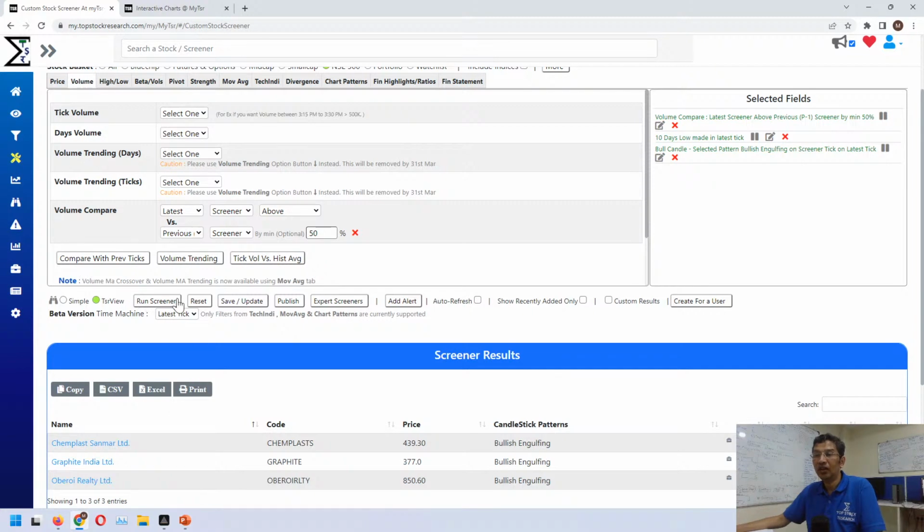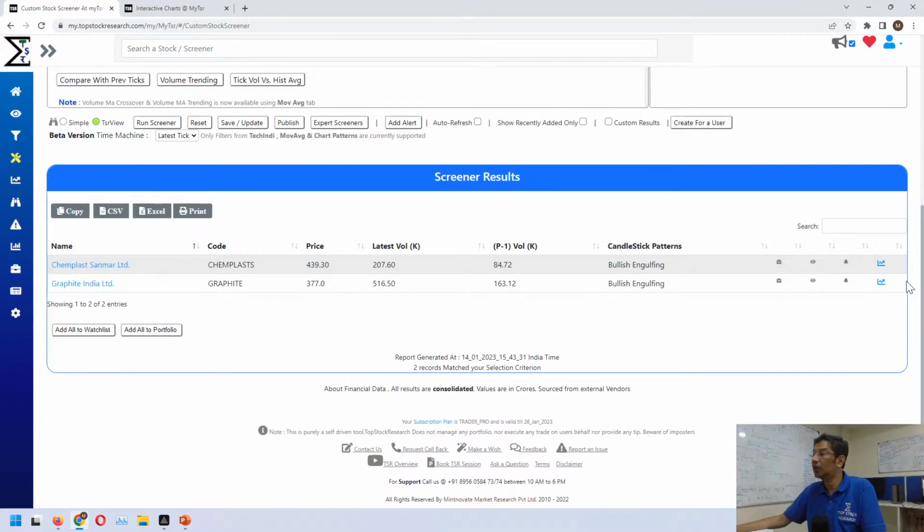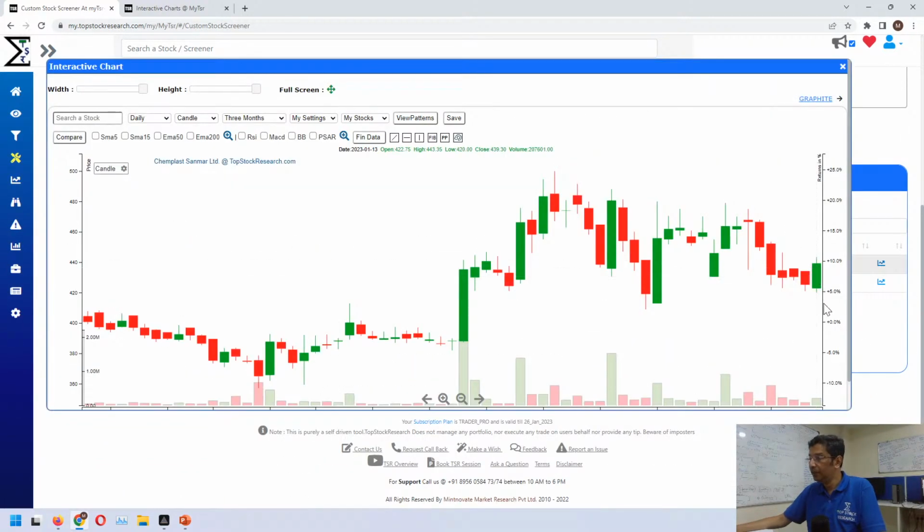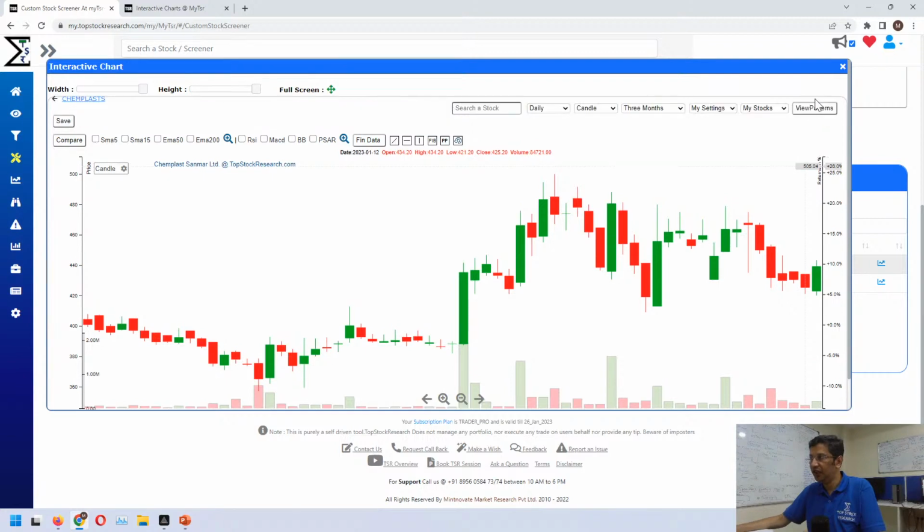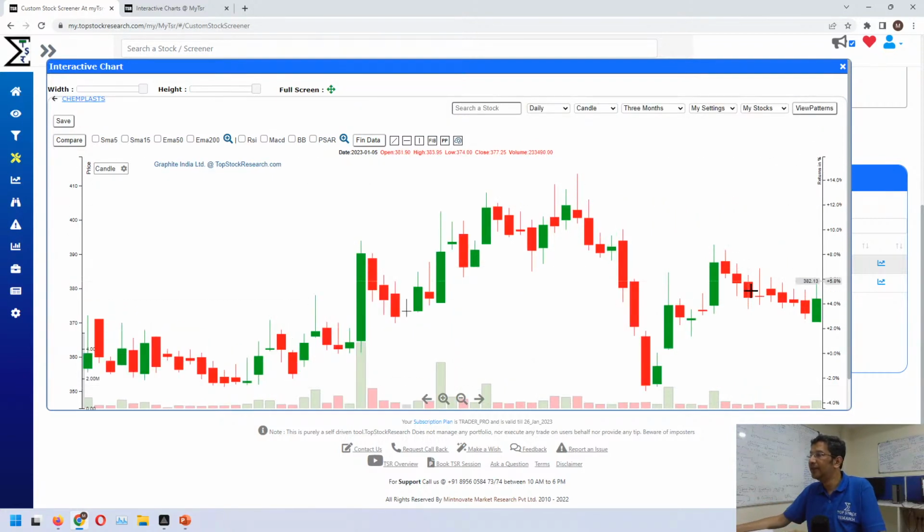So instead of 3 stocks, we should be getting a lesser number of stocks, 2 stocks, right? So you'll see not only the bullish engulfing out here, but also at a bottom with higher volume than the previous day. So this is how you can fine tune. This is a better example, right?